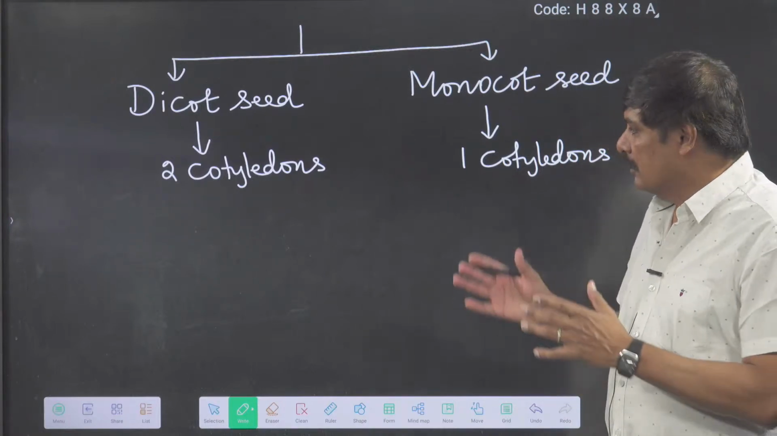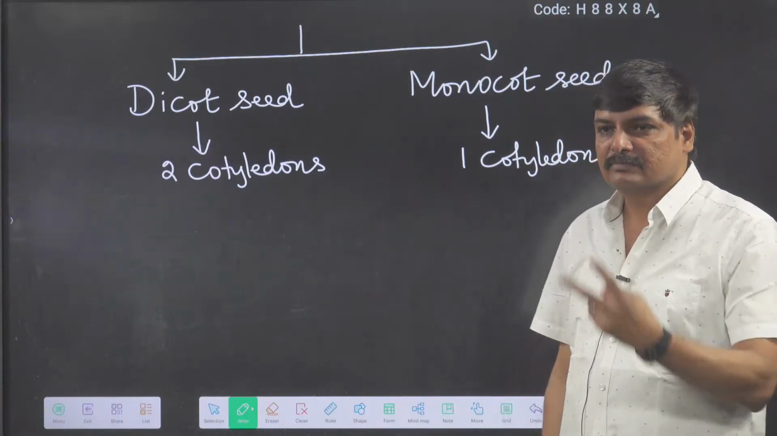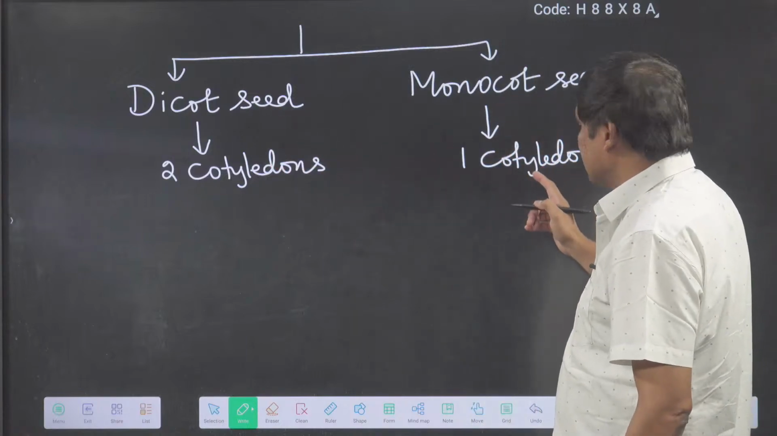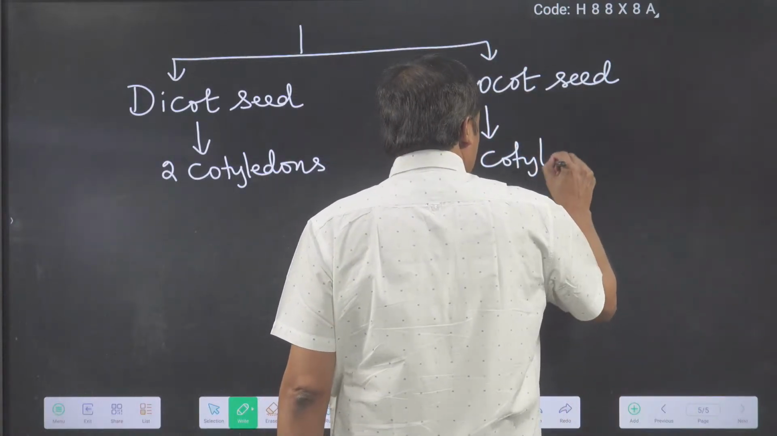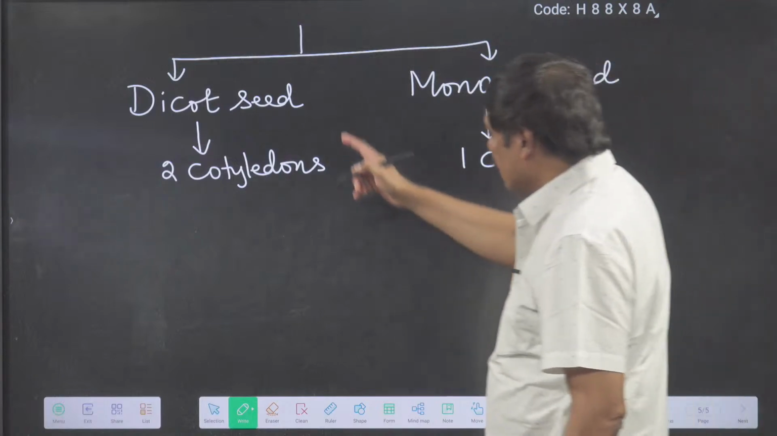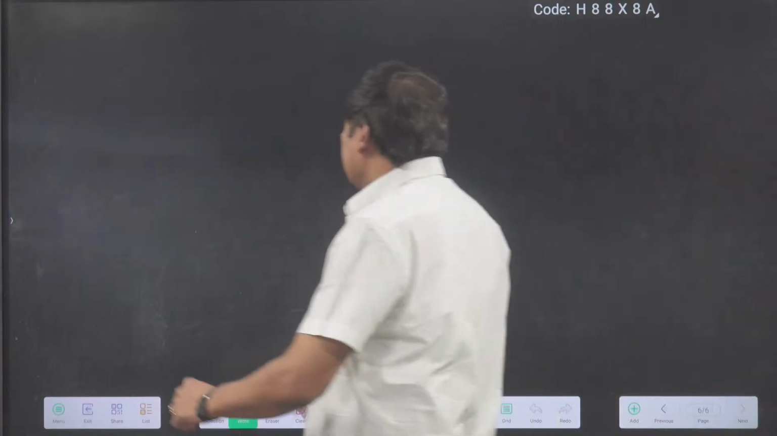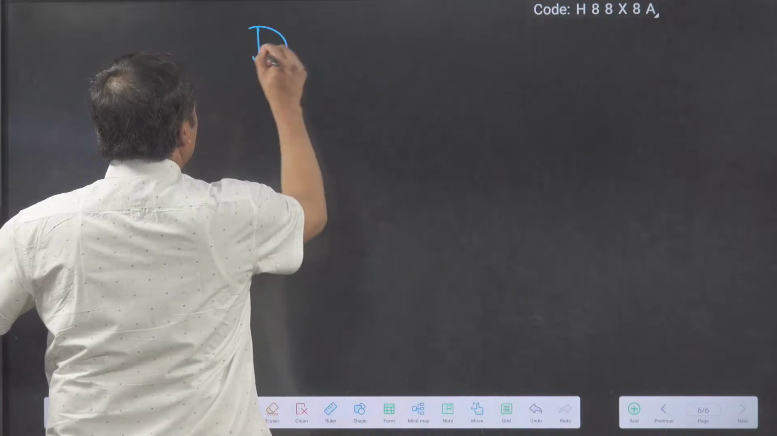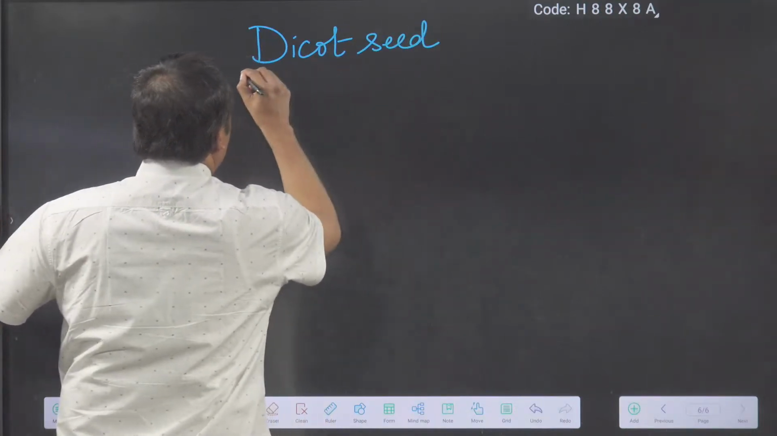Okay? Number of cotyledons in the dicot seed: 2. Monocot seed: 1 cotyledon. Okay. Monocot seed contains 1 cotyledon. Dicot seed contains 2 cotyledons. Let us see dicot seed. As I said, this contains 2 cotyledons.